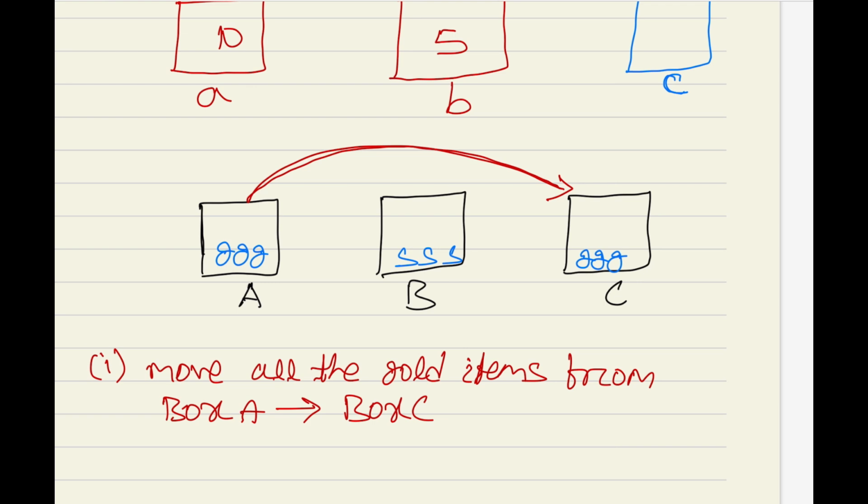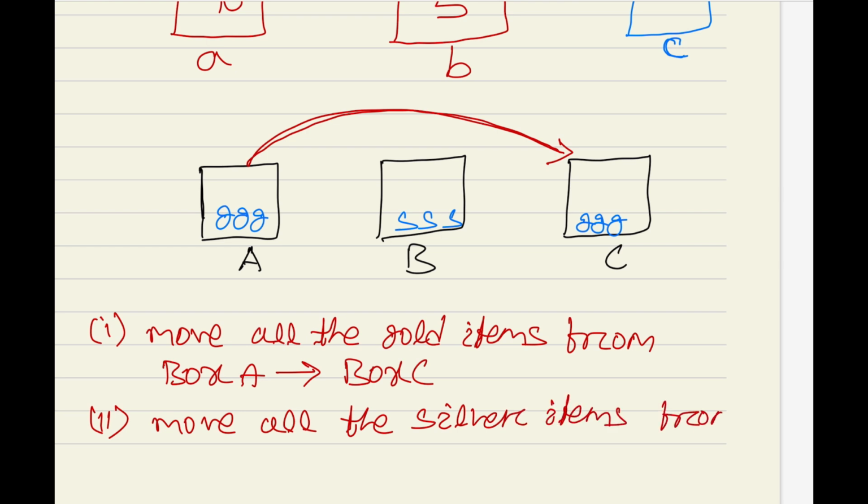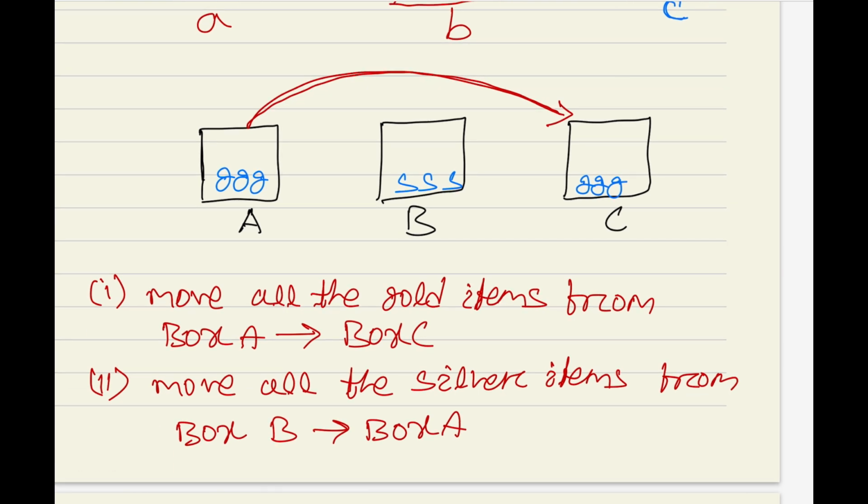Now in the next step, what can I do? I can put the silver items that are in box B into box A. So here I can write: move all the silver items from box B to box A. After this step, you can see box A is going to contain the silver items.